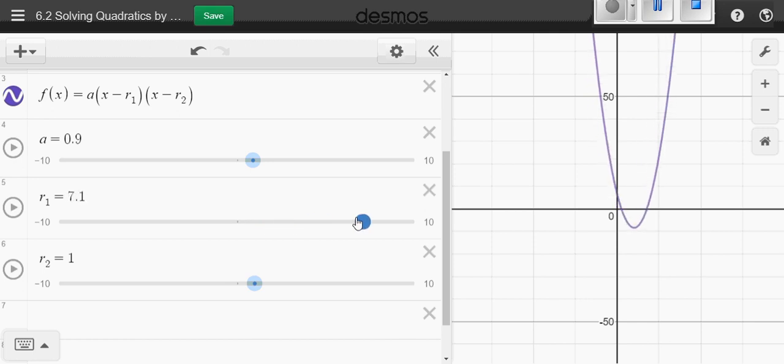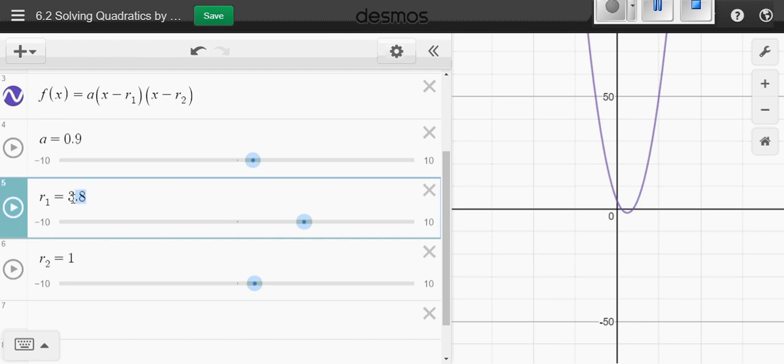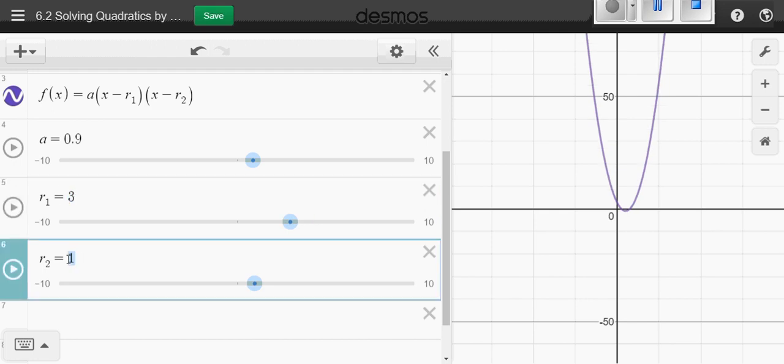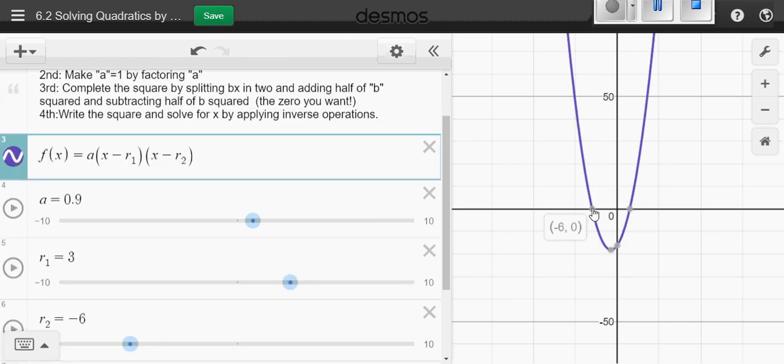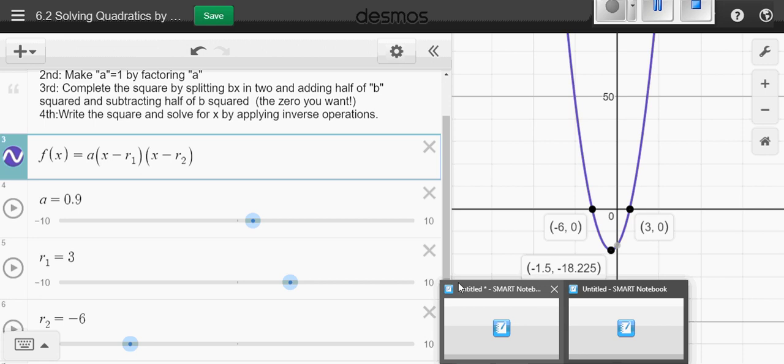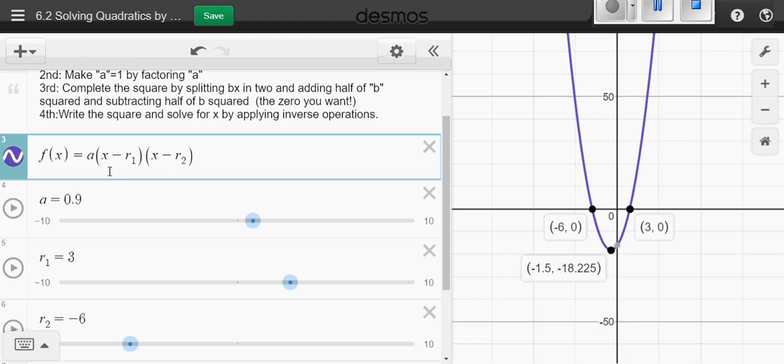So it's crossing, say, at 3 and -6. It means that your 0 is at -6 and the other 0 is at 3. See? This would be your minimum. Okay. And it would take this form.